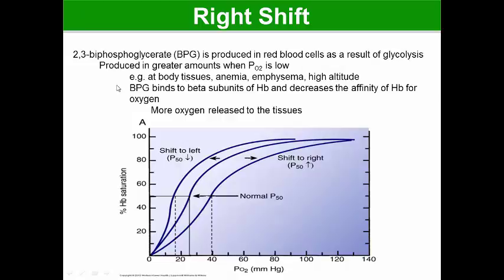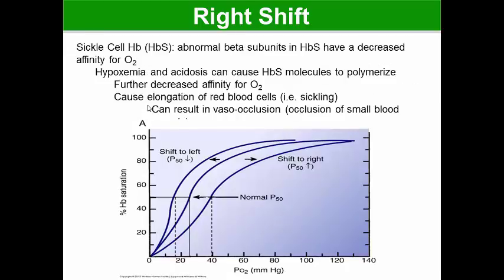So how does 2,3-biphosphoglycerate decrease the affinity of hemoglobin to oxygen and thus cause right shift of the curve? The 2,3-biphosphoglycerate binds to the beta subunits of hemoglobin, and this decreases the affinity of hemoglobin for oxygen. So at the level of the tissues, since we have more 2,3-biphosphoglycerate, we have more oxygen released to the tissues.